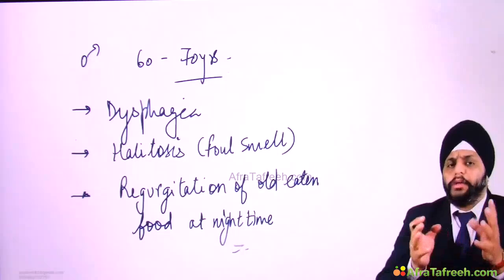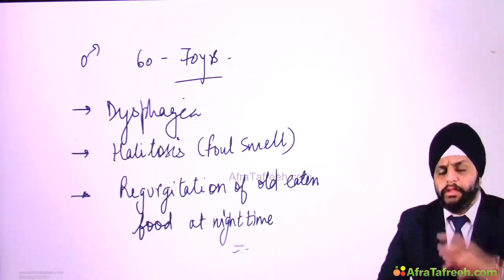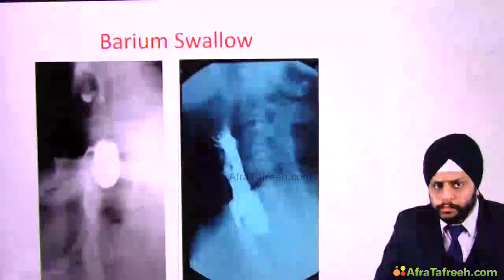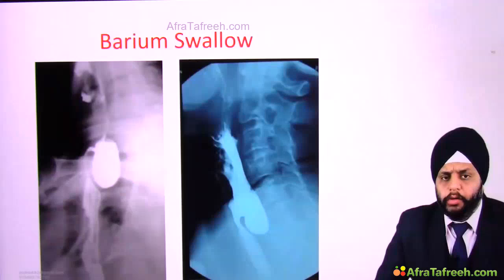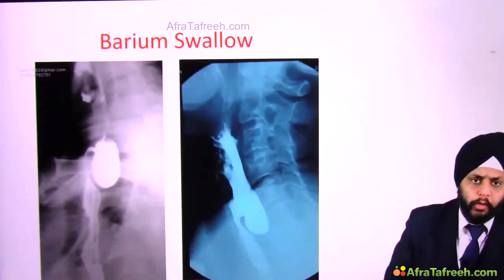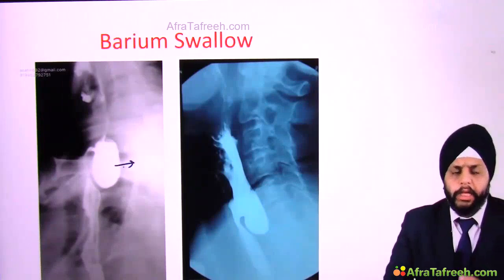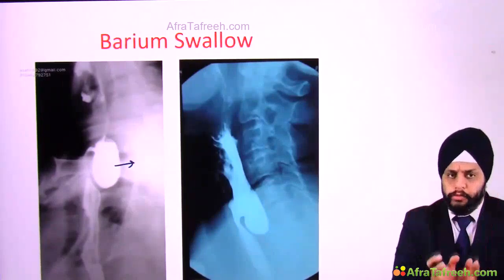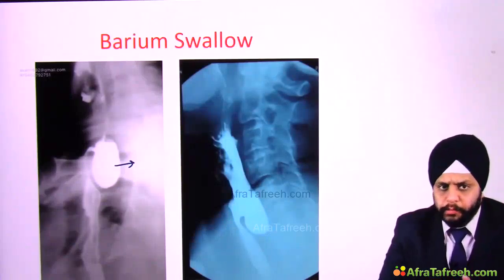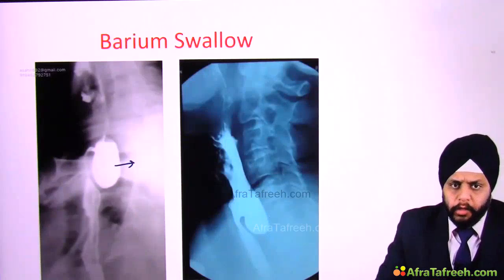Now, how can you confirm your diagnosis? Patient comes to you with these 3. How can you confirm? You will do a barium swallow. Okay, so you do a barium swallow. So when you do a barium swallow, what do you see over here? You can see a well demarcated pouch. Okay, you can see a well demarcated pouch. Look over in the second photograph. You can see this pouch.